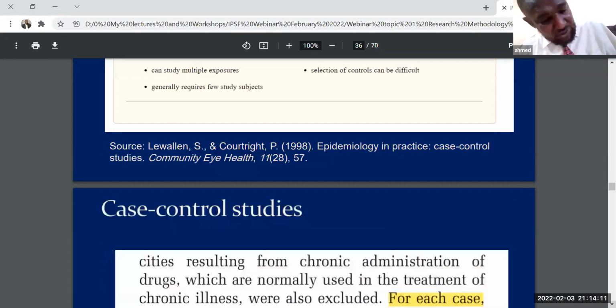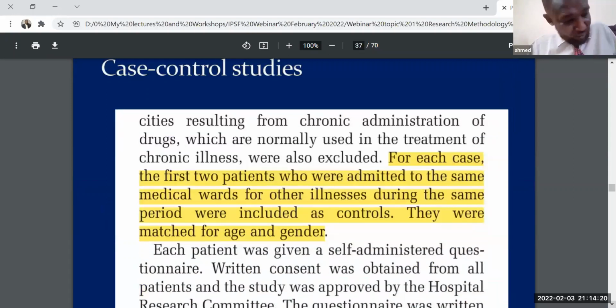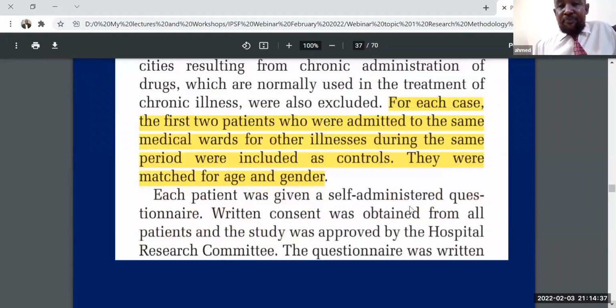This is our study, which I showed the title of before, a case control study about risk factors for poisoning and drug overdose. Here, for each case, the first two patients who were admitted to the same medical ward for other illness during the same period were included as controls. And they were matched for age and gender. We have here what's called matching. Actually, matching is one of the measures used to control what's called confounding in variables when we are talking about association or relationship between variables.